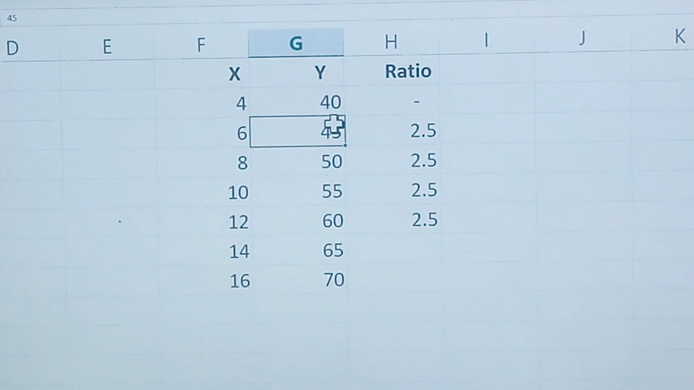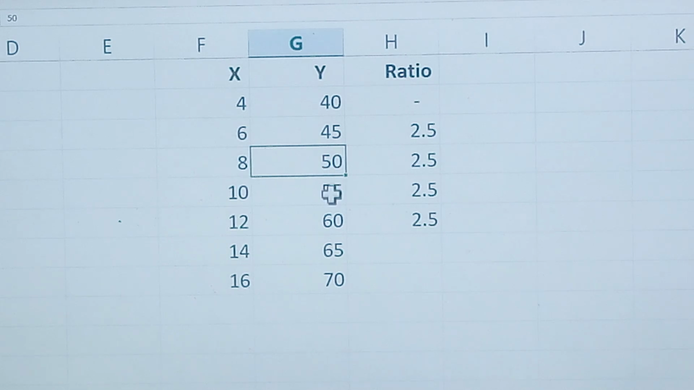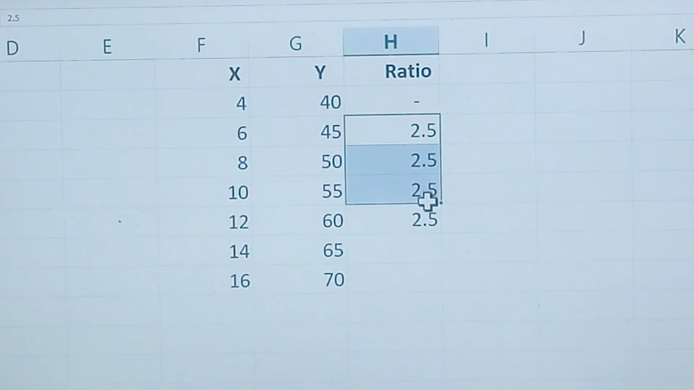For example, 40 to 45 will give us a difference of 5. 4 to 6 will give us a difference of 2. Now, 5 divided by 2 will be 2.5 at this point. If you come to this point, 50 minus 45 will give us 5. 8 minus 6 will give us 2. Then you have 5 divided by 2 at this point, it will still give us 2.5. So you have 2.5 as the change. So this is what we mean by constant ratio.